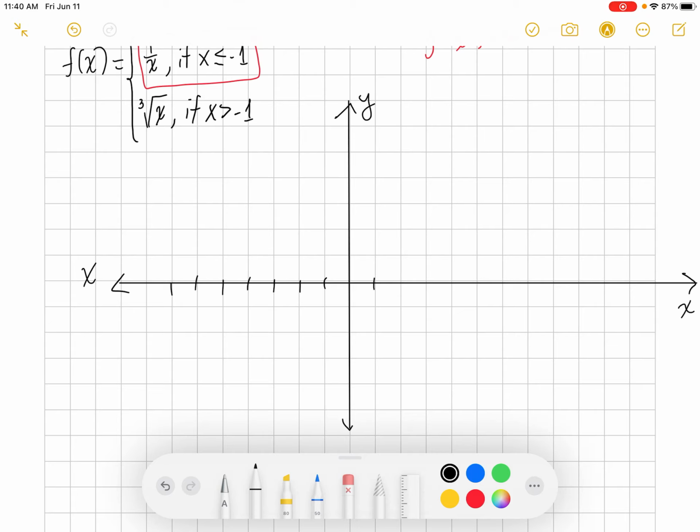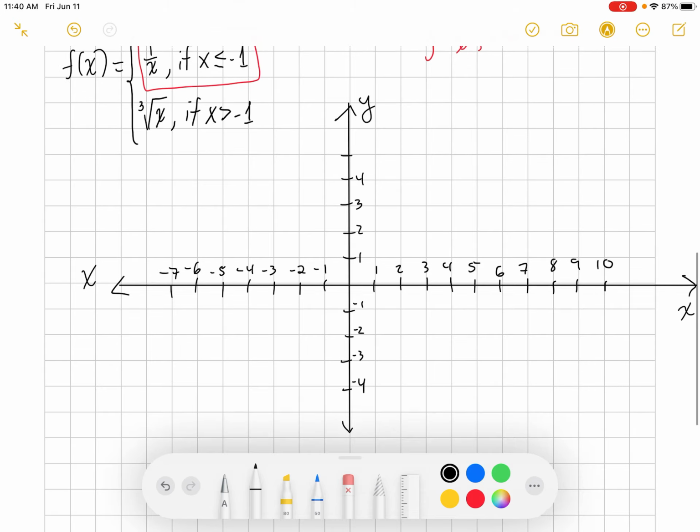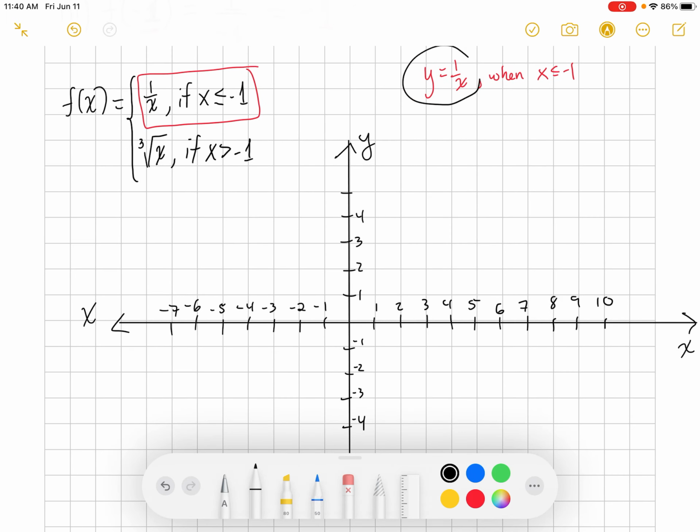Put some markings here. So I'll call this 1, 2, 3, 4, negative 1, negative 2, negative 3, negative 4. And 1, 2, 3, 4, 5, 6, 7, 8, 9, 10. Okay, that's enough, I guess. Negative 1, negative 2, negative 3, negative 4, negative 5, negative 6, negative 7. Okay, I think that's enough.